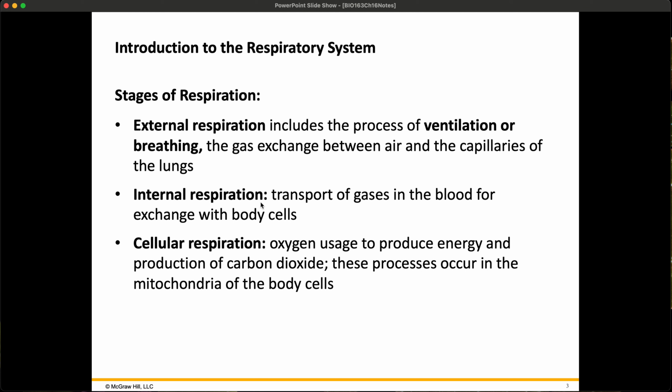Internal respiration, this is at your body cells. So this is when oxygen is being transported into your body tissues through your capillaries, and then carbon dioxide coming back out. And then cellular respiration occurs as an intracellular process. This is when your cells actually take that oxygen that they've been receiving and use that to make energy.